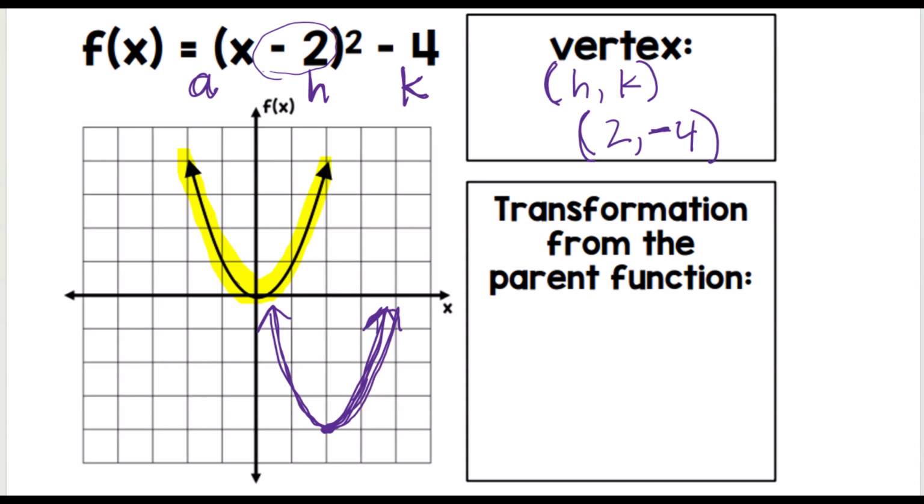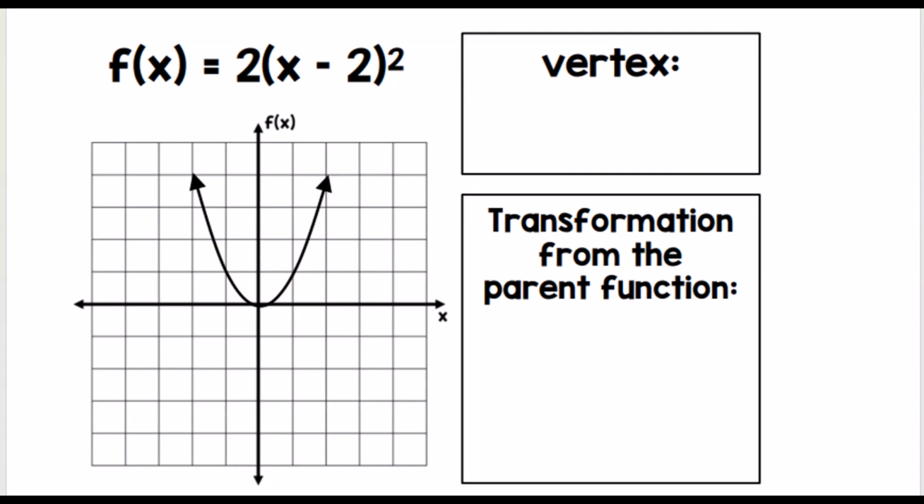Okay, so what transformations have occurred from the yellow one to the one we just graphed? So it went right. It went right and down. Yep, right 2 units and down 4. And we can tell that right away by whatever h and k is. Okay? All right, let's go to the next one.